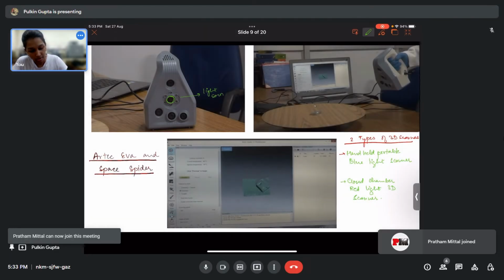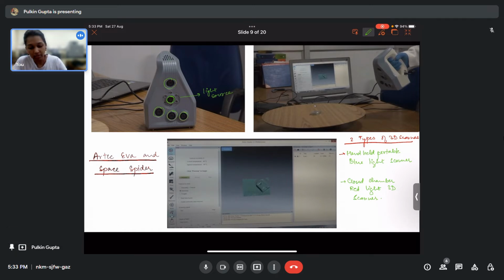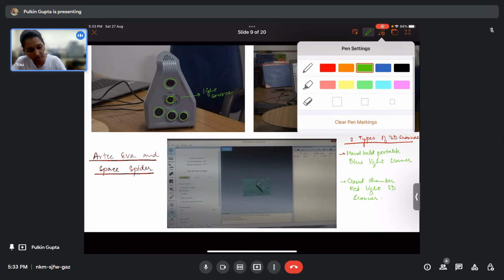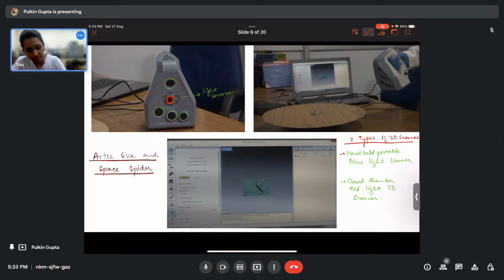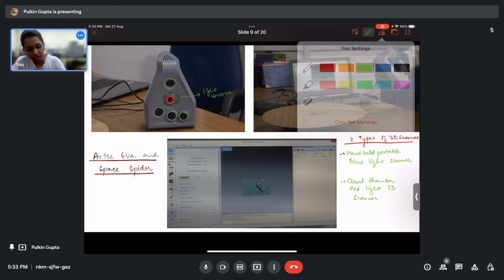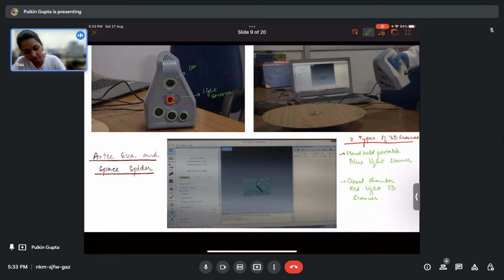This is your light source. Now these four are the cameras for receiving the signals. I'll mark the light source in red, and the ones in green are cameras for capturing the reflected signals.